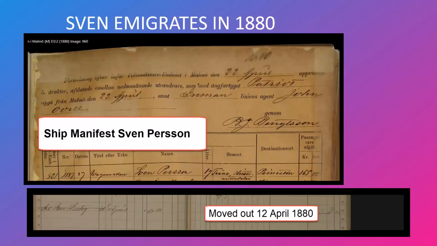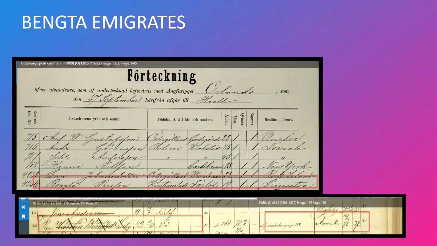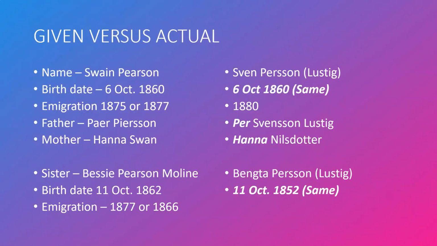So I looked at Sven, found out that he moved out on the 12th of April, 1880, looked at the passenger ship manifest, and it said he was going to Princeton, Illinois, and that's exactly where this family went to, Princeton, Illinois. I actually researched Benta, and she left in 1872, and she also went to Princeton, Illinois. And this was the right family.